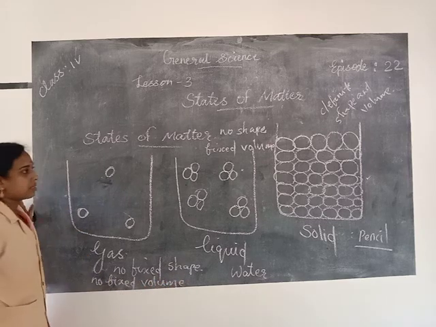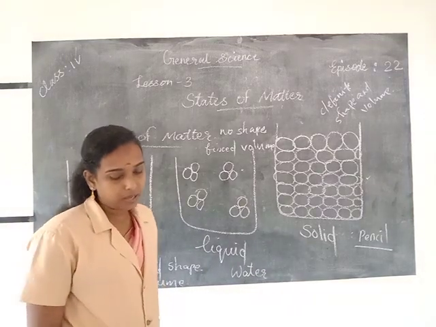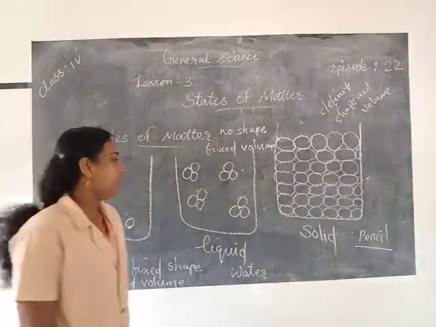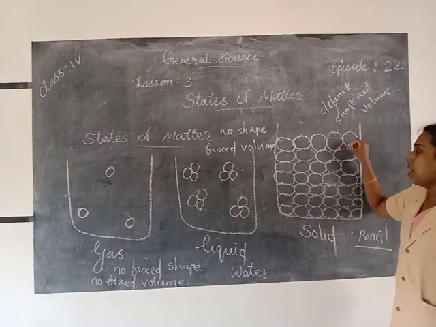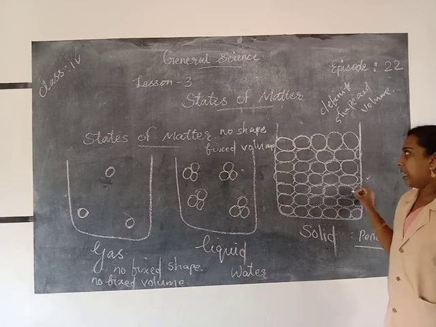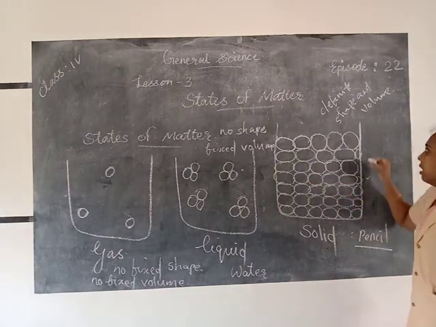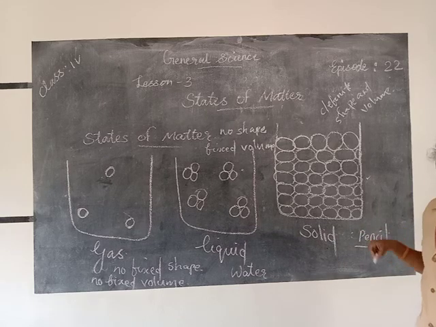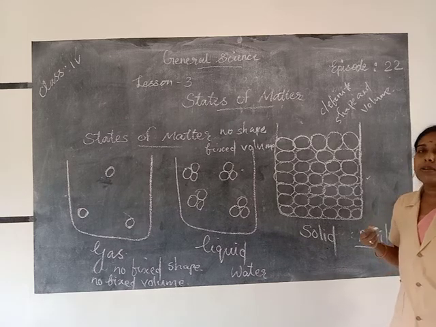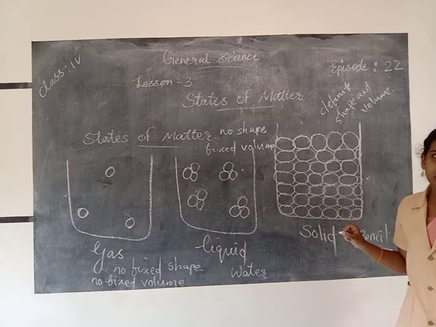So these are the characteristics of solids, liquids and gaseous state. Once again, in solid state, the molecules are very closely packed and they cannot move freely. In solid state, substances have definite shape and definite volume. For example, pencil, pen, chair, these are examples of solid state. We cannot change the shape of solid state.